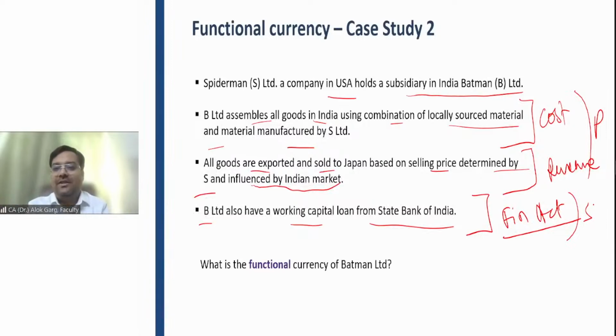So the cost is 50-50. Almost we can say that the cost is combination of US dollar and INR. But revenue, entire revenue is in Japanese yen, but it is influenced by Indian market. There is no role of USA. They're only determining the price, right? And the secondary indicator, the financing activity, the working capital loan has also been taken from State Bank of India, means INR.